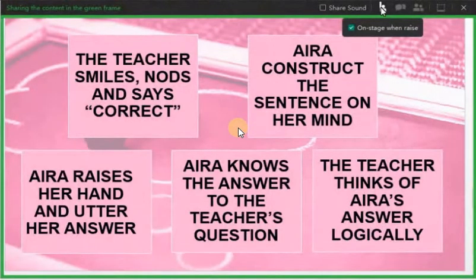The speaker is Ira, and the message is Ira knows the answer to the teacher's question. The encoding is Ira constructing the sentence in her mind. The channel is Ira raises her hand and utters her answer. The decoding is the teacher thinks of Ira's answer logically, and the feedback is the teacher smiles, nods, and says correct.